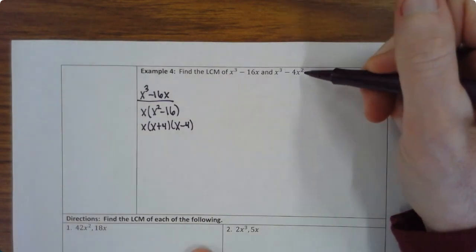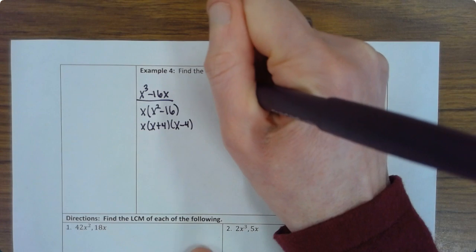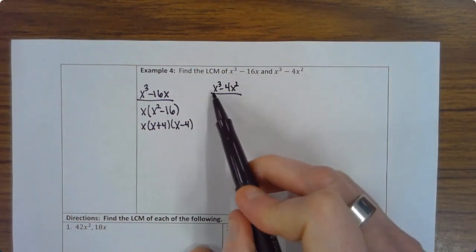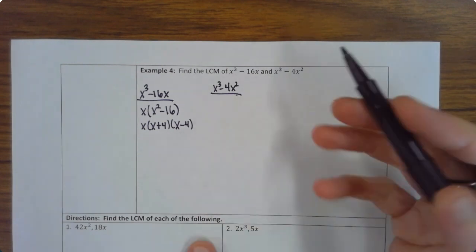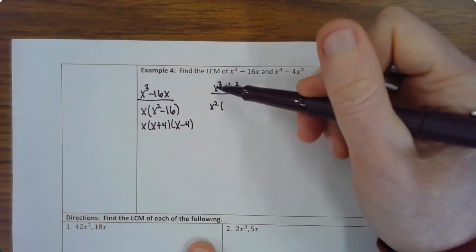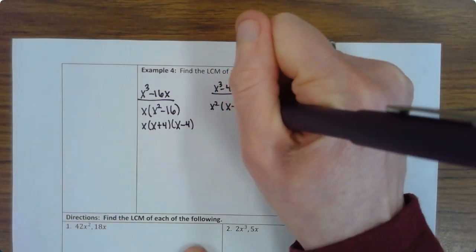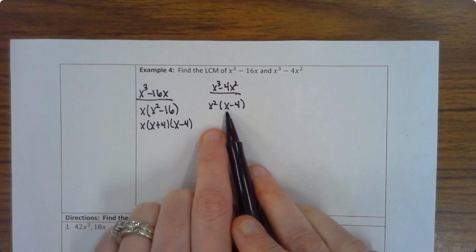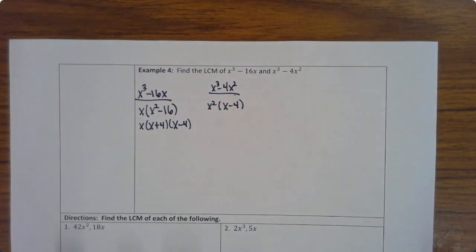For x cubed minus 4x squared, again, I'm going to start. I can see they have a GCF of x squared, so I'm going to factor that out. And if I factor that out, I'll be left with x minus 4. And even though that's a perfect square with a minus sign, that's not a perfect square. So this is finished, and I'm done factoring here.